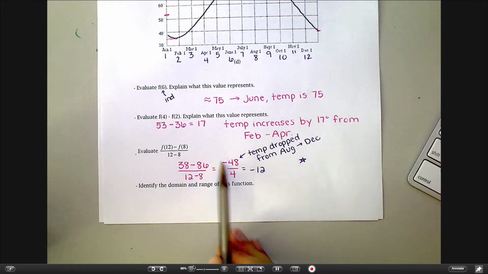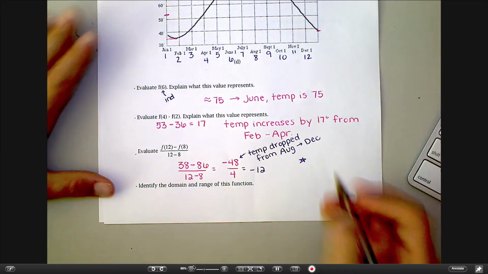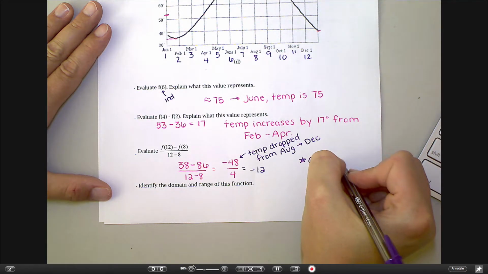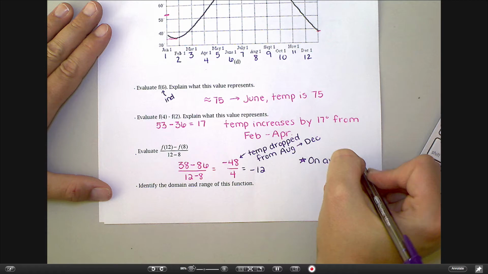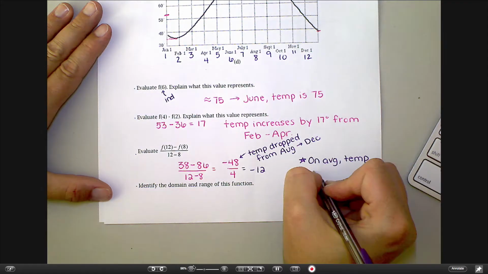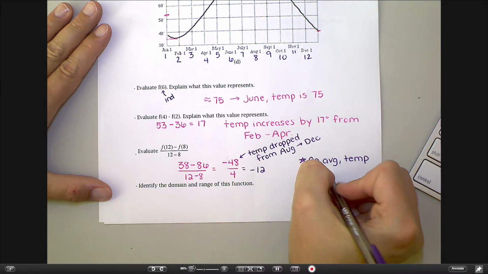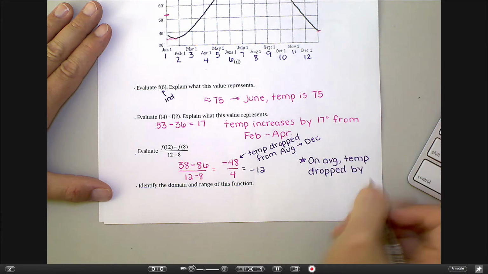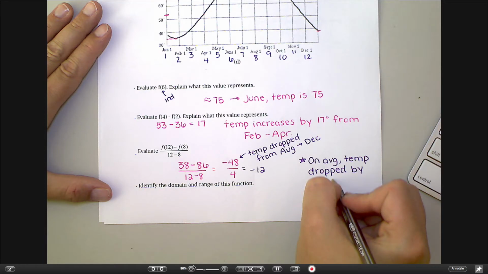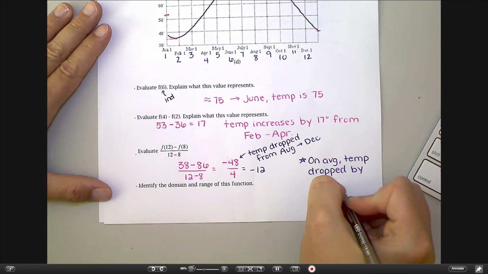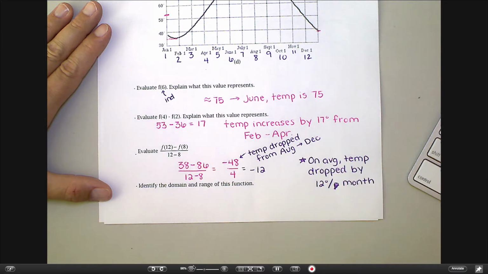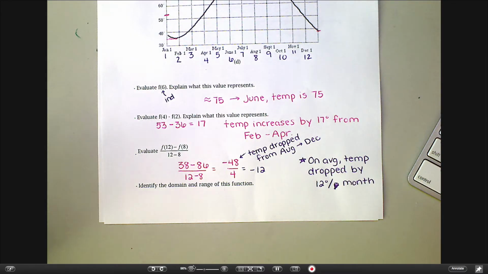So I took the total amount that it dropped and divided by the 4 months, and I can say on average, the temp drops by 12 degrees per month. I don't know why I went with a P. Okay, that's what that last one is really talking about.